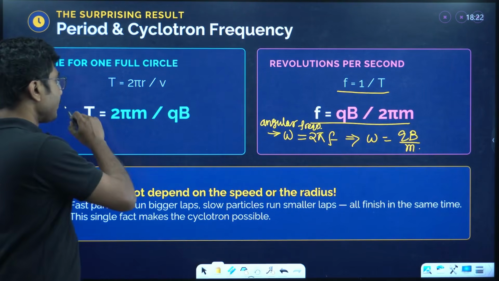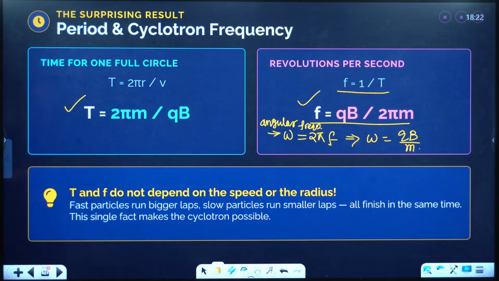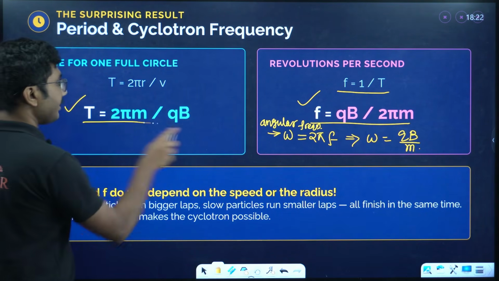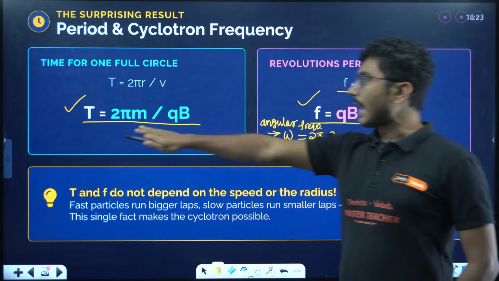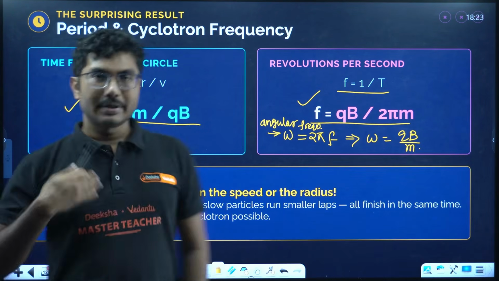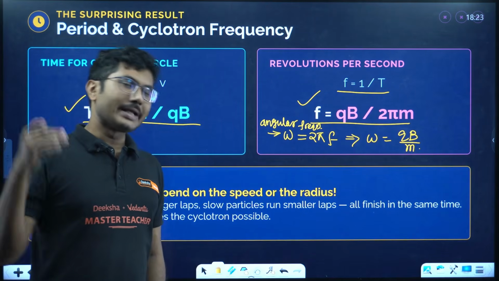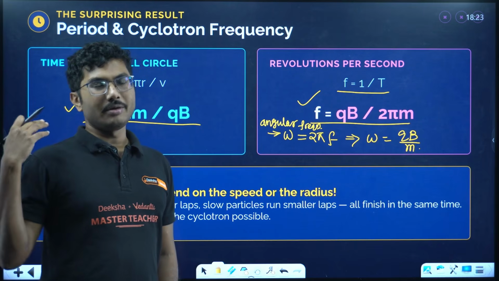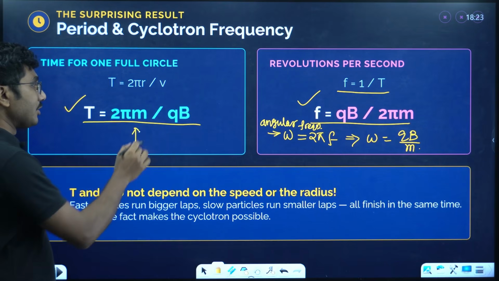Based on this, questions have been asked in the past, so make sure you prepare them. T and f do not depend on the speed or radius. This is very important: time period and frequency are independent of velocity. Time period only depends on mass, the magnetic field and the charge. Even the frequency and the angular frequency also. If the particle's velocity is doubled, the time period will not change. That is a very important point for any MCQ question.